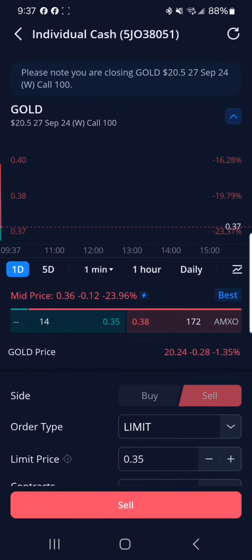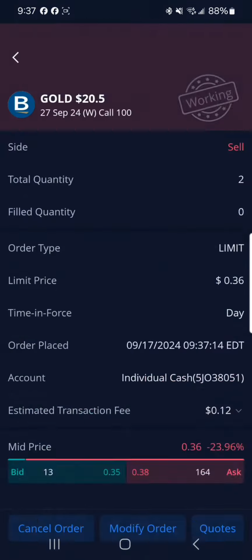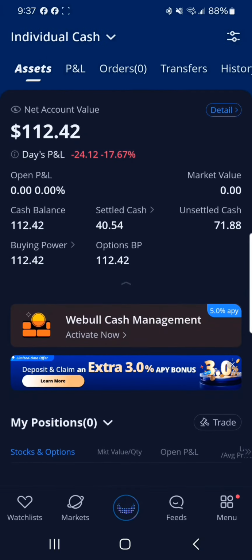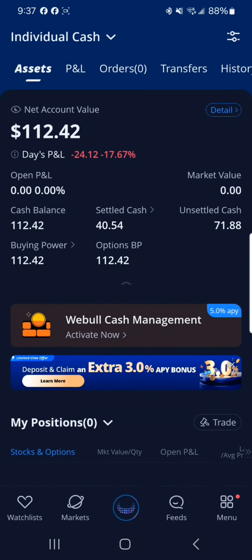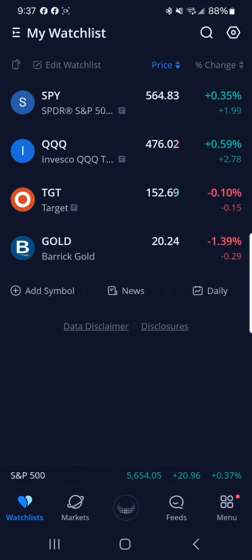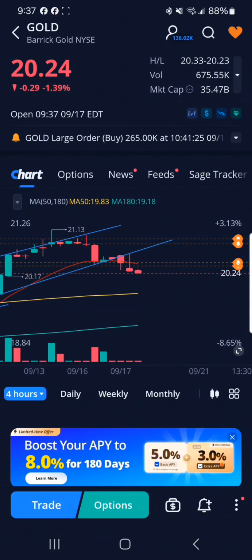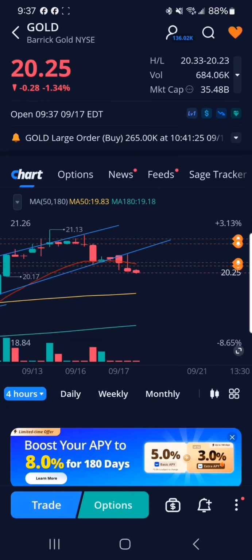So yeah, that sucks. Mid price is 36, so I can sell both for 36 just to get out of it right now. Bam, those are done, gone. So now I'm 17% down on the account, $24 down on the account, 112. So that sucks, man. That really sets me back. But there's not much I could have done about it, because that is one of the negatives of a swing trade, is it can drop below your stop loss before you're able to get out.